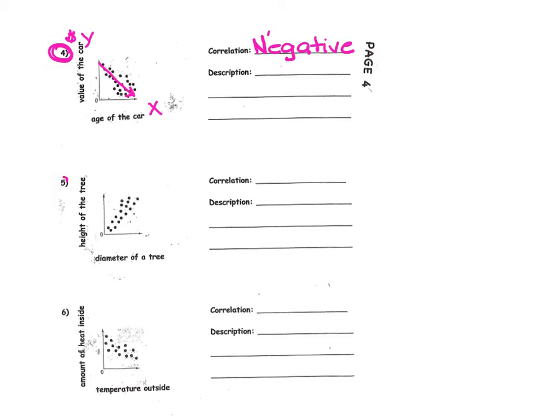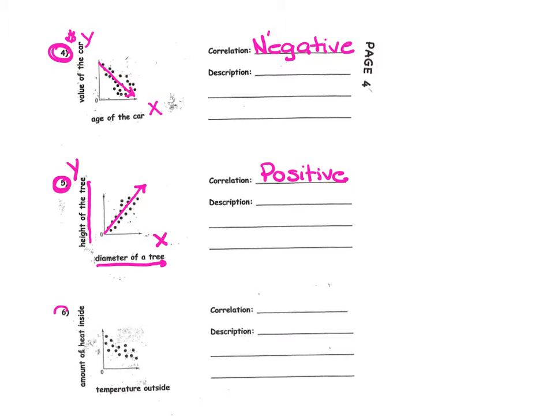Let's take a look at number 5. We're looking at the diameter of a tree trunk, that's our X, and the height of that tree, that's our Y value. Well, in this case, clearly there's a pattern, an upward trend. This is what you would call a positive correlation or relationship.